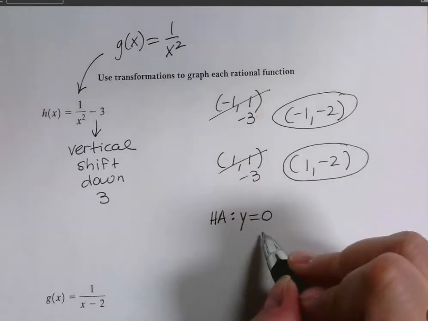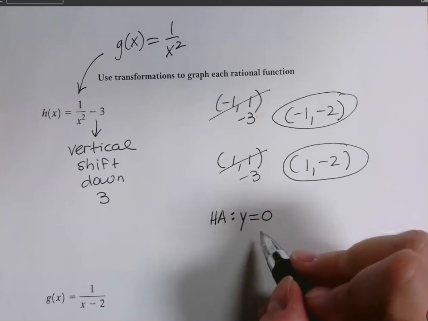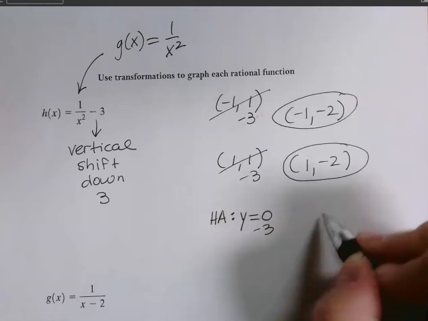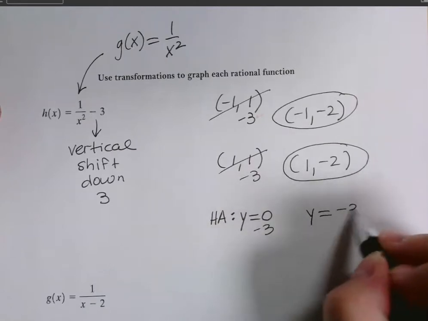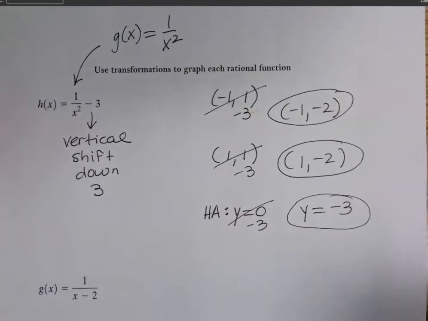And the asymptote is going to change because I'm shifting down. So instead of having my horizontal asymptote at y = 0, it's going to be at y = -3. All right, so that's what I would be looking for in my graph, is those points and that horizontal asymptote.